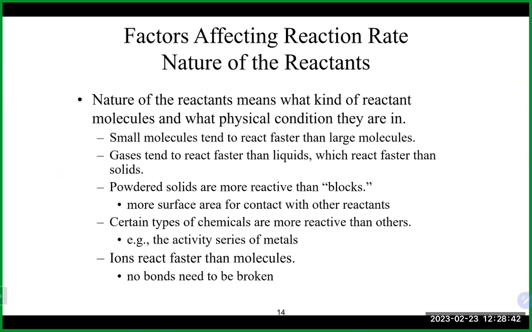So let's talk a little bit about rates and some of the things that can affect the rate of a reaction. So one thing that can affect the rate of reaction is the nature of the reactants.